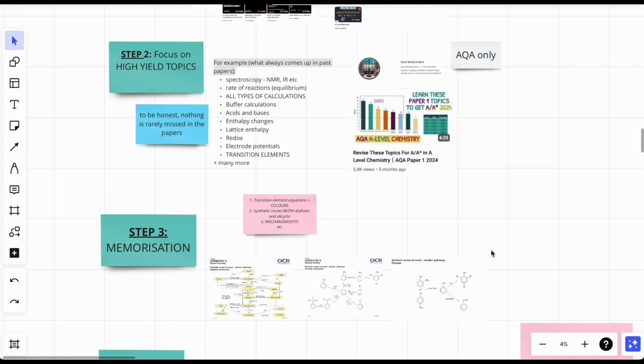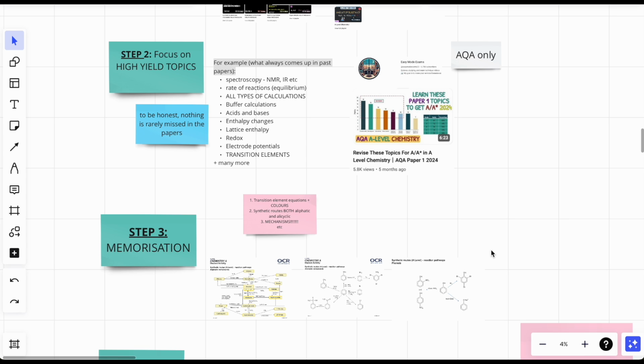So, memorization, step 3. How can you do a chemistry paper, let's say paper 2, organic, without knowing the synthesis routes or mechanisms? Impossible. You can't do it. The moment you 100% know exactly how to do the synthesis routes and the mechanisms, your marks are gonna skyrocket.